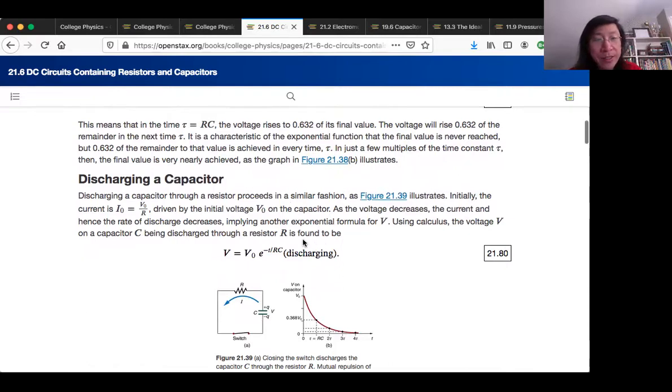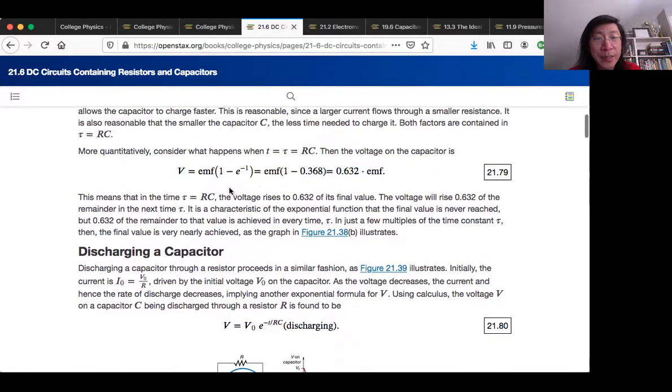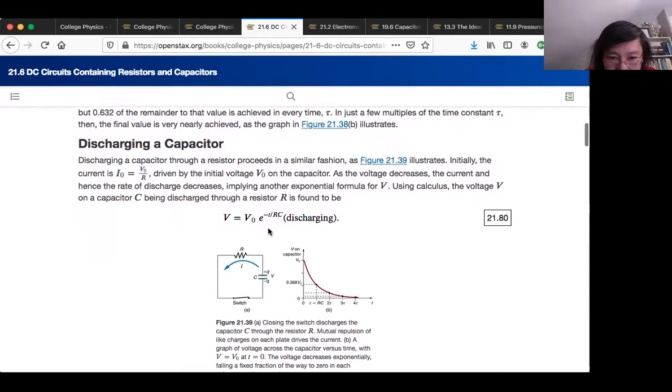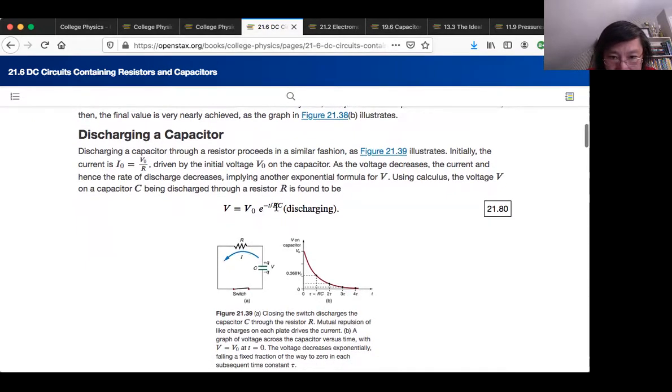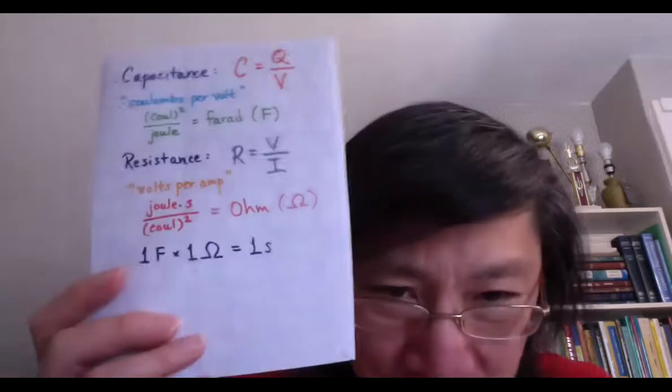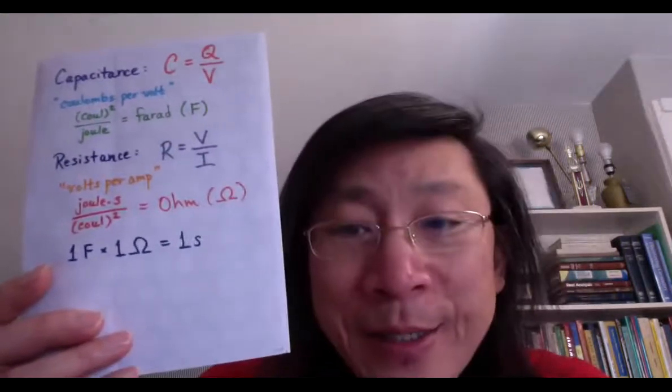You still recognize that there is that 1 over e aspect, right? So in this case, it's 1 over e, e to the minus t over RC. All right, so this is 1 over e, but in an unusually interesting way, because you've got the t over RC in there. And this RC, again, is a time. Remember how we talked about time? This fun thing, a farad times an ohm is a second.